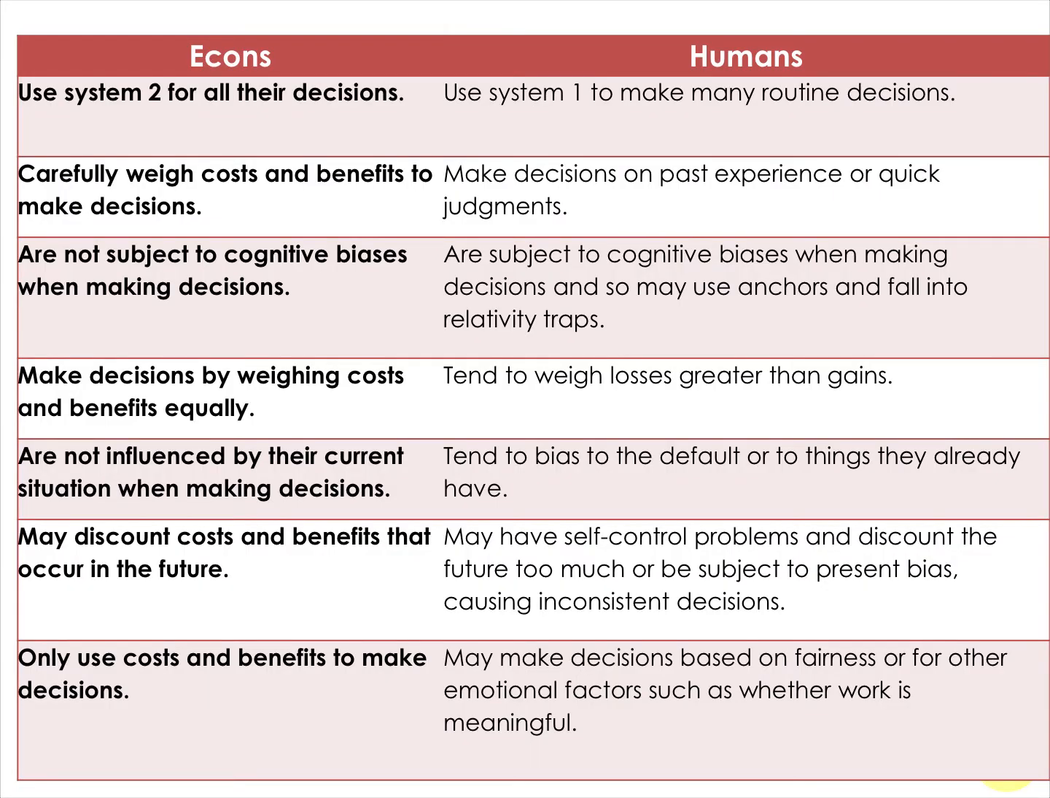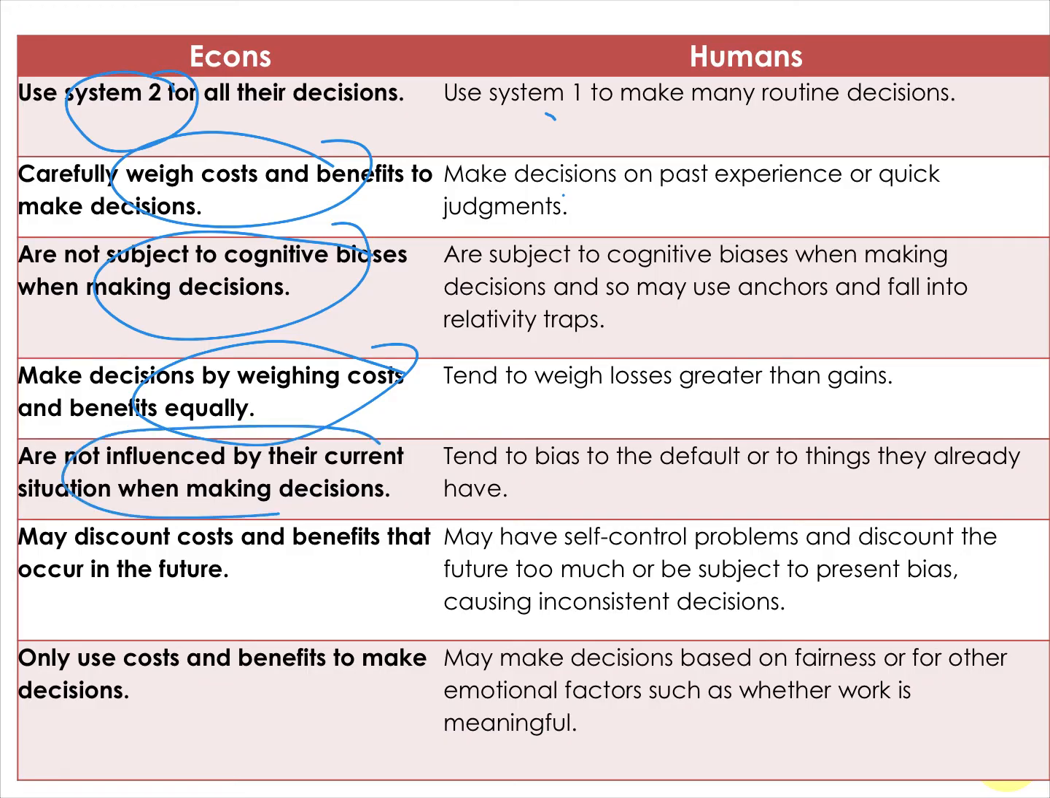Well, here's what it would look like if we were always Spock. On the left, we are going to use our system 2. We'll talk about that in a minute. For all of our decisions, we carefully weigh costs and benefits. We're not subject to biases. We do a good job weighing costs and benefits equally.